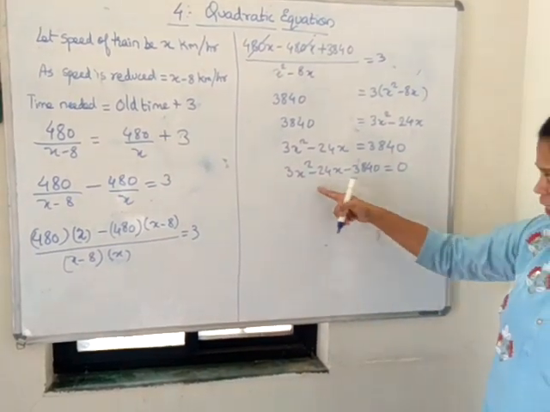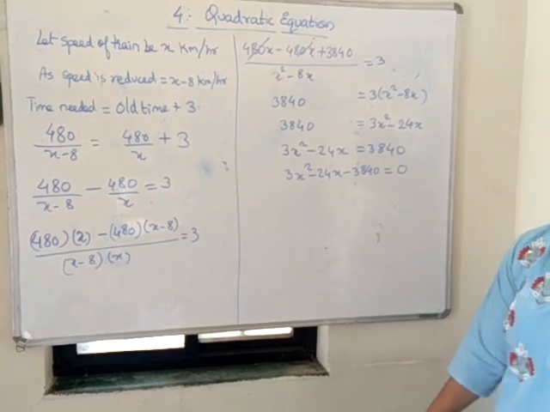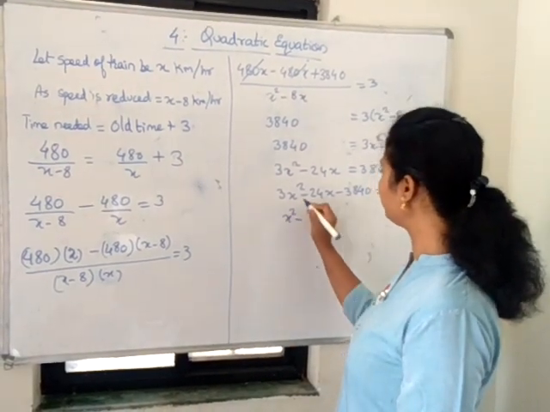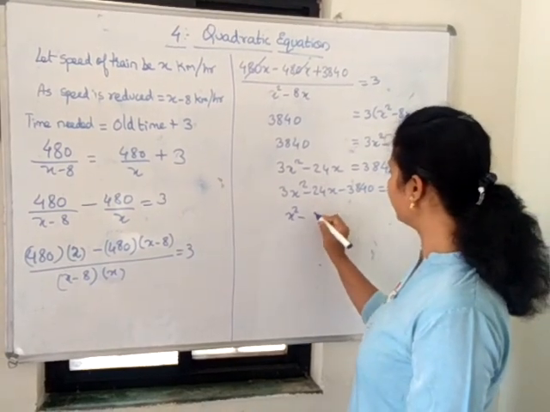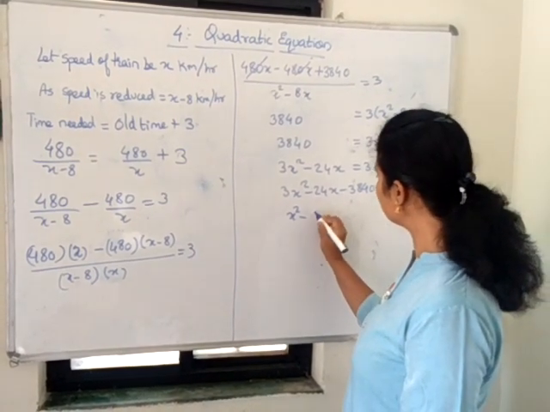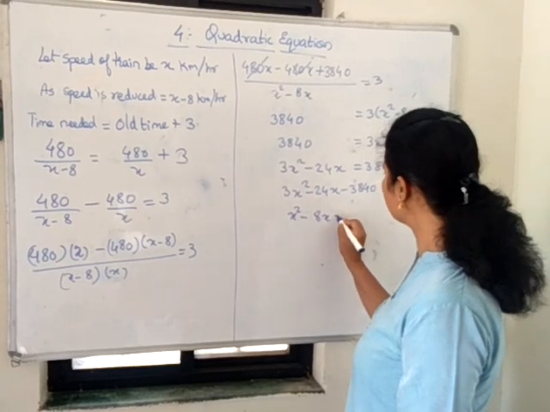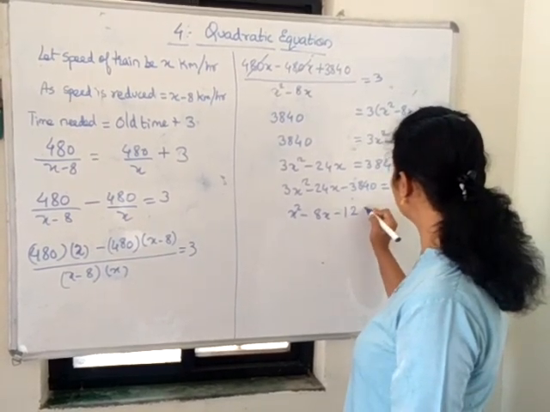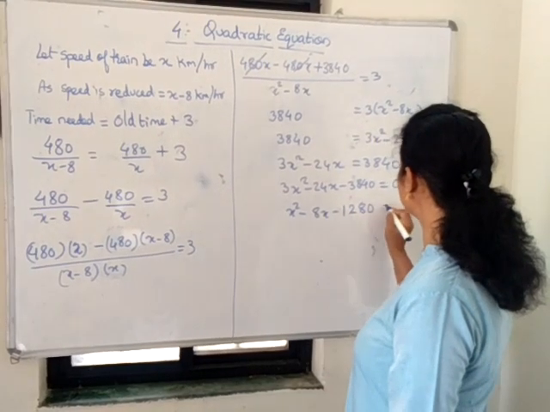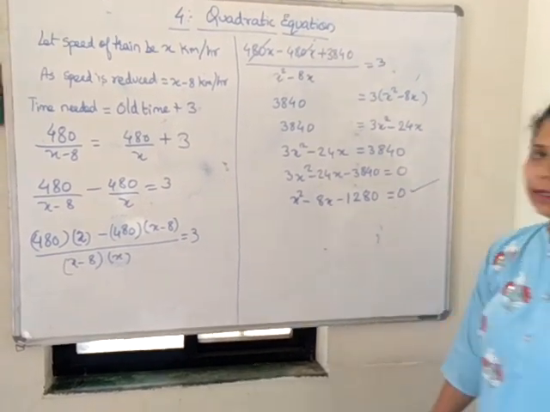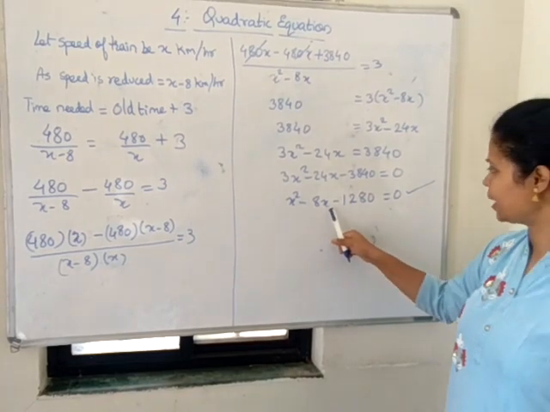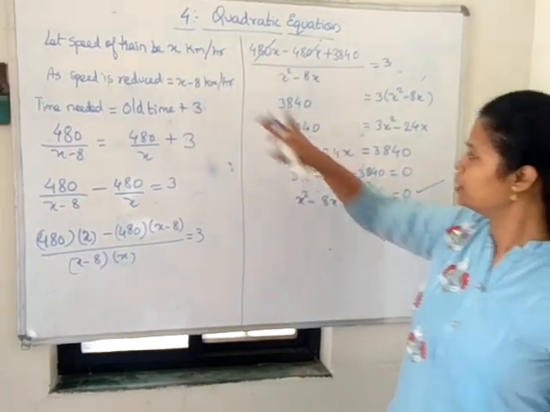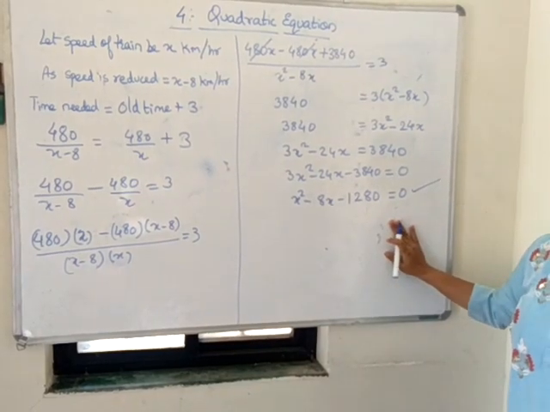Now I can see that they have something common, that is 3. So I'll reduce by 3. Dividing each term by 3, I get x square minus 8x minus 1280. Okay, this is our equation. So x square minus 8x minus 1280. So we have started from here and here we get the equation.